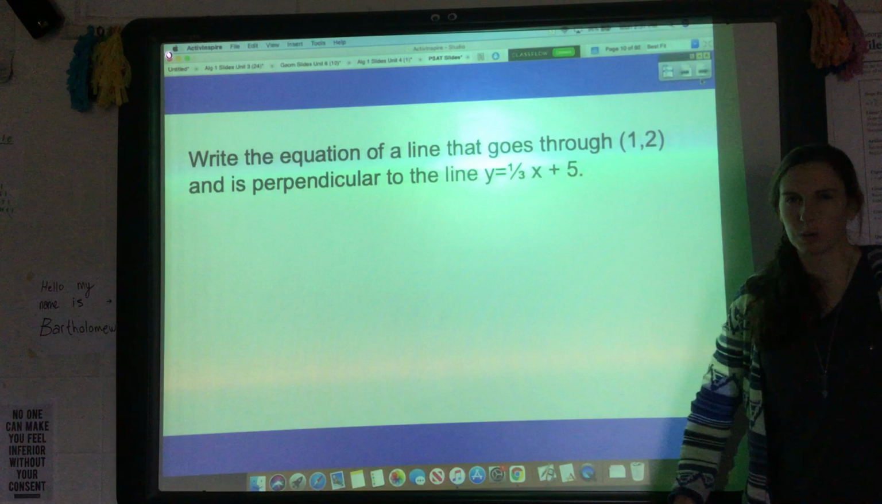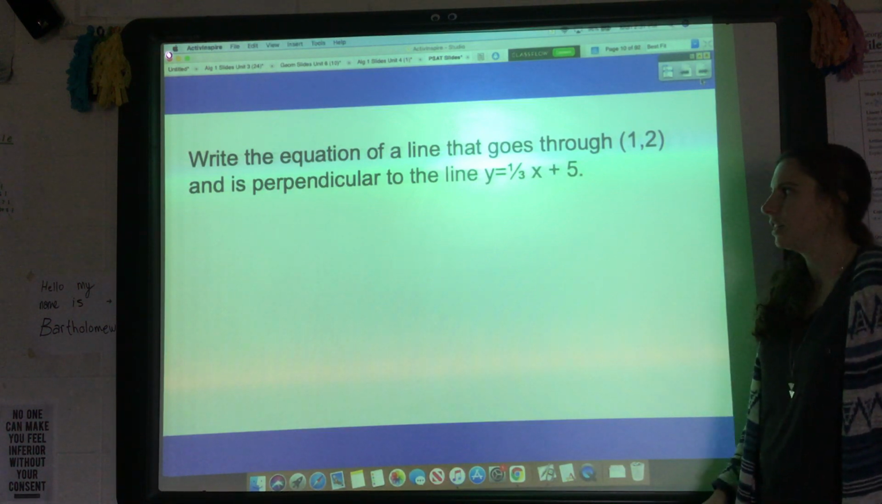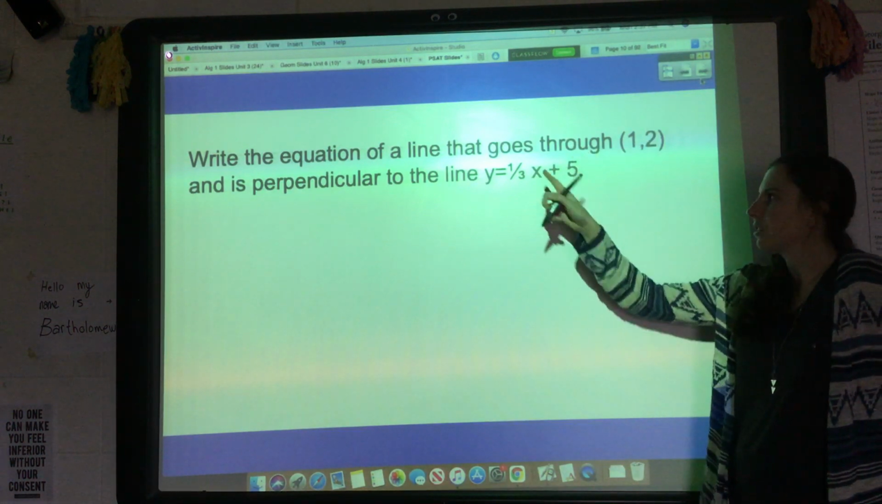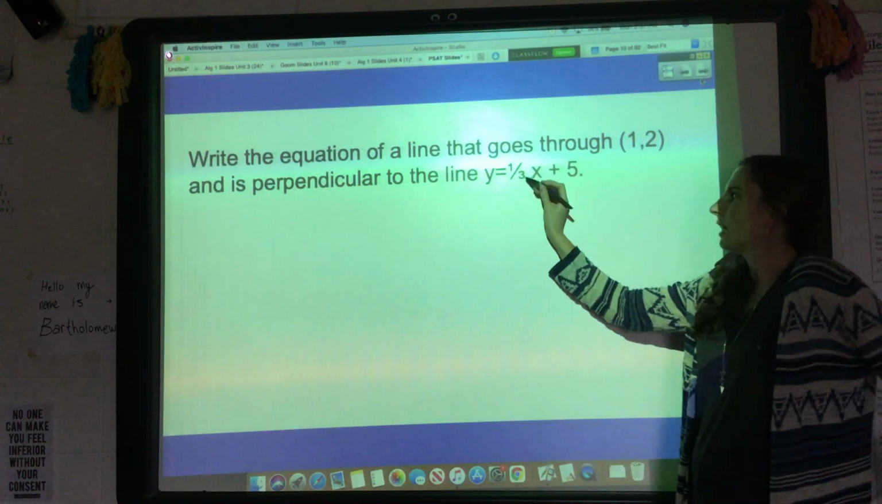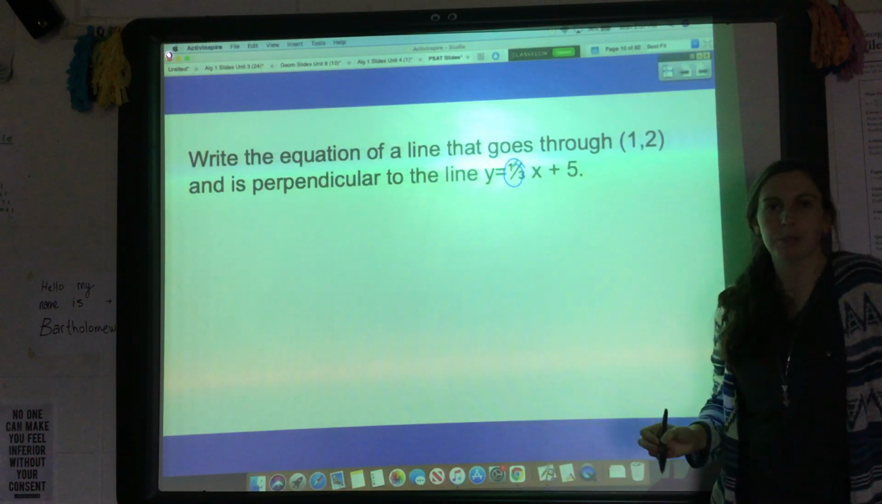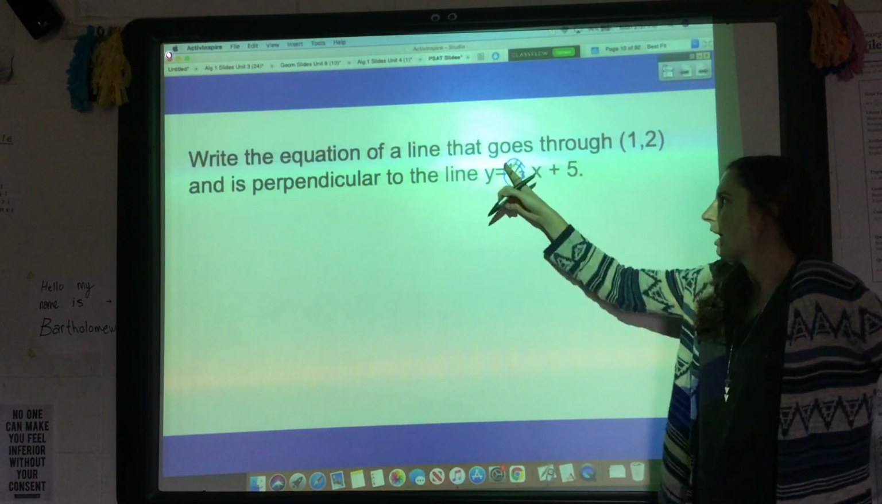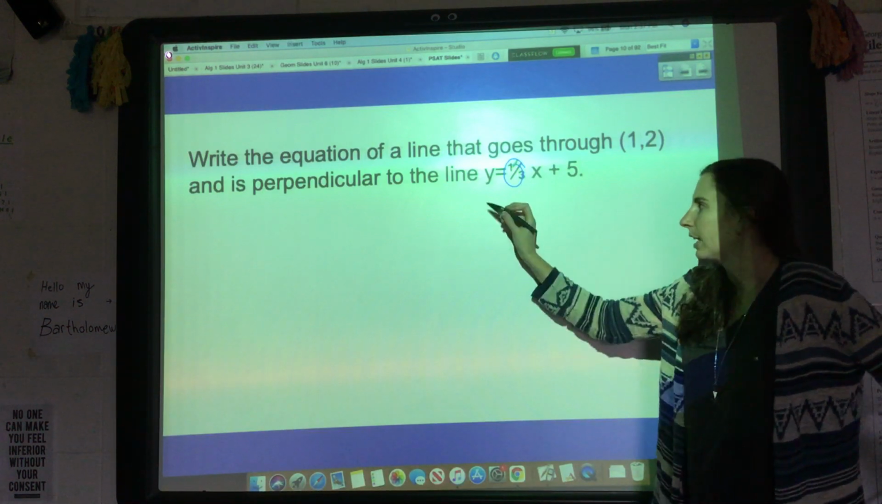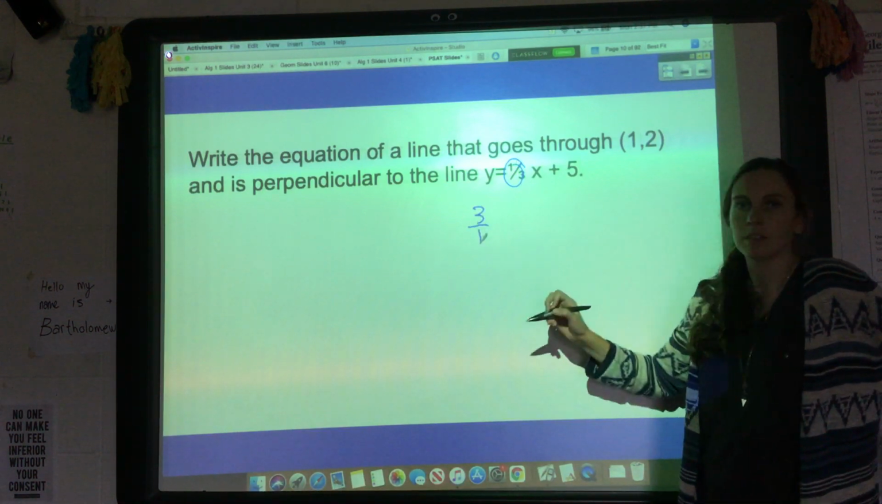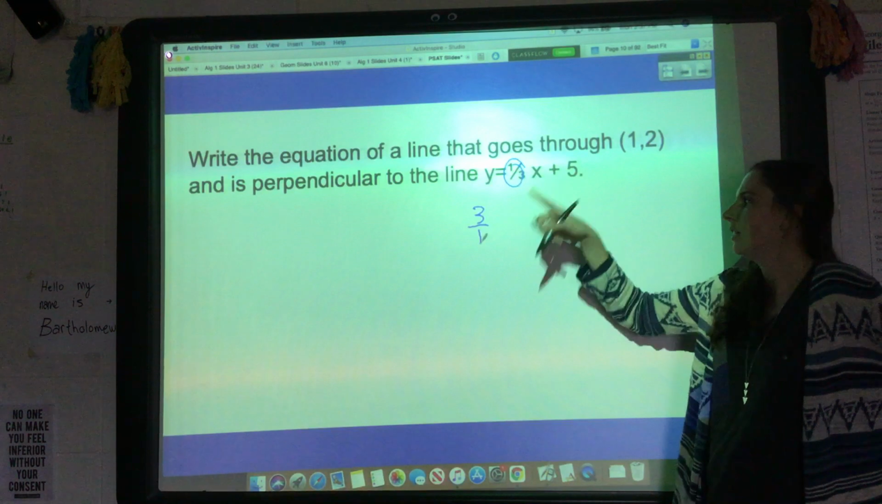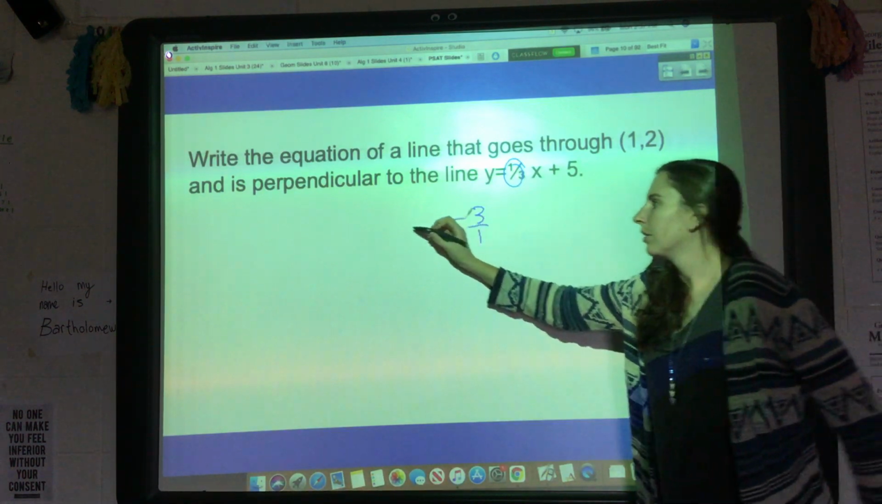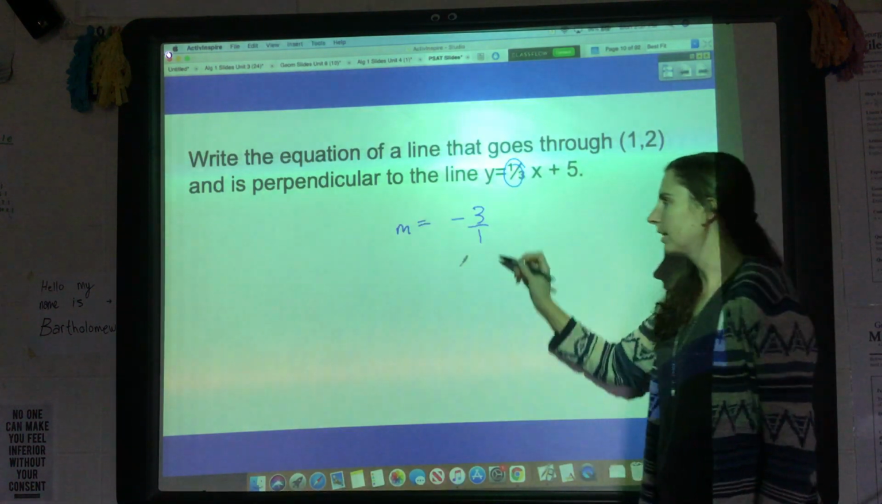So I can graph it if I want, but I don't really need to because I know if my new line is perpendicular to this, it's going to take this slope, but the opposite reciprocal. So rather than 1/3, flip it, and that's 3 over 1. And also, since this one was positive, this one will be negative. That's my new slope. Negative 3 over 1.